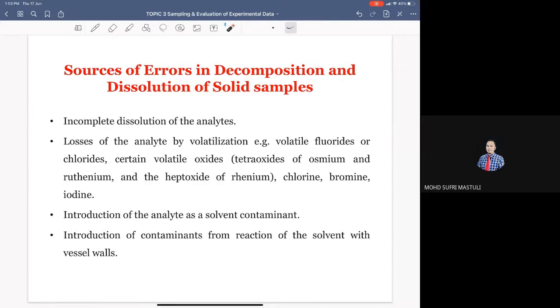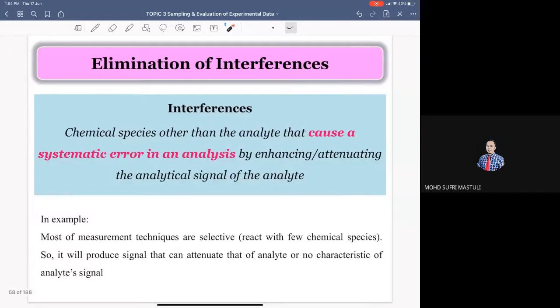So incomplete dissolution of the analyte can cause error. The loss of the analyte by volatilization can also cause error. Introduction of contaminants from the solvent, and from the reaction of the solvent with the vessel walls, are also sources of error. So these are all the sources of error during the decomposition and dissolution of solid samples.